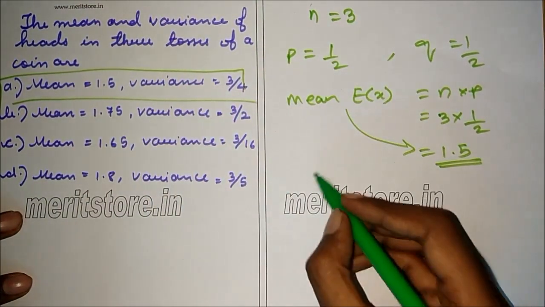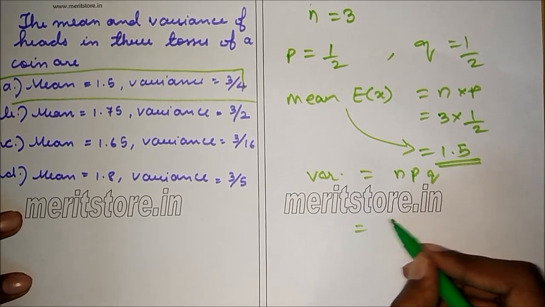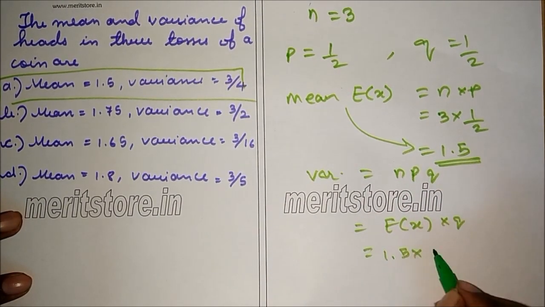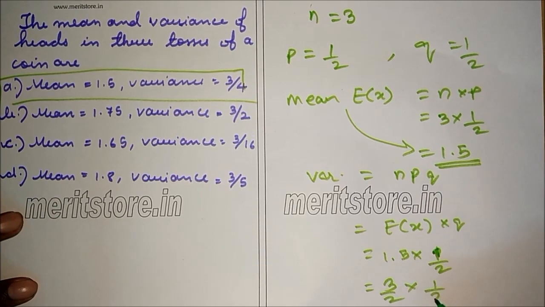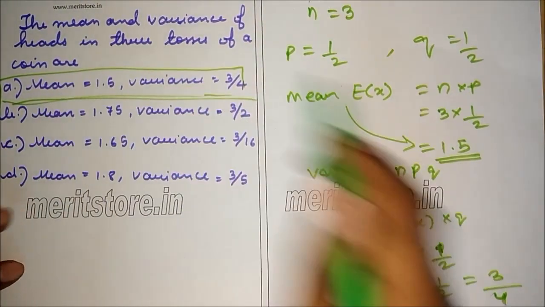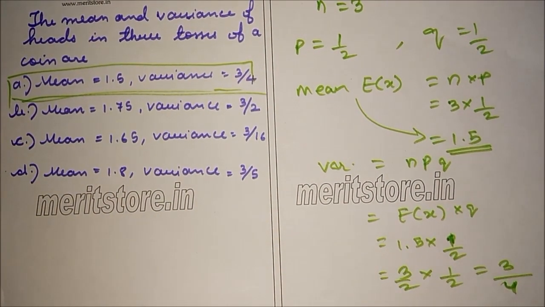Let's also find the variance. So variance is npq, that is E of x into q. So this will be equal to 1.5 into half, which is equal to 3 by 2 into half, which is equal to 3 by 4. So this confirms the answer, which is option A, mean equals 1.5 and variance equals 3 by 4.